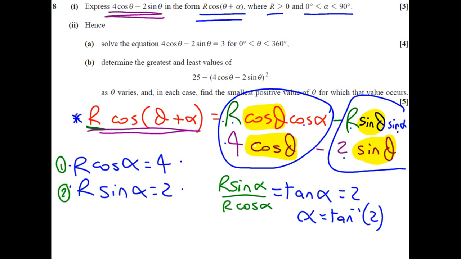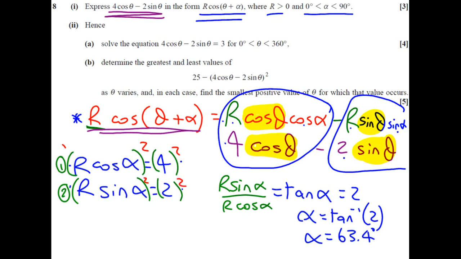(63.4). Okay, 63.4 degrees. Right, the way that you get the next term, r, the next unknown, is you square all this and you square all this. And you use the fact that sine squared plus cos squared is 1. So let's do it the long way to show you what's going on.